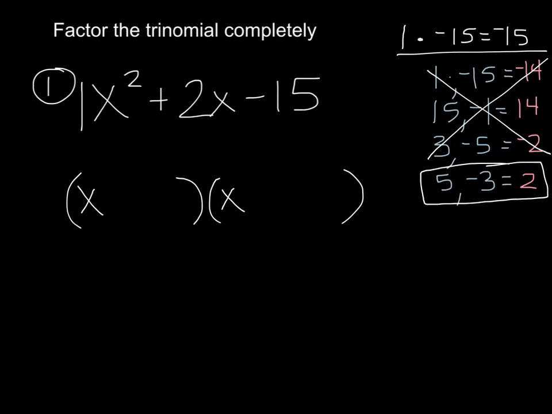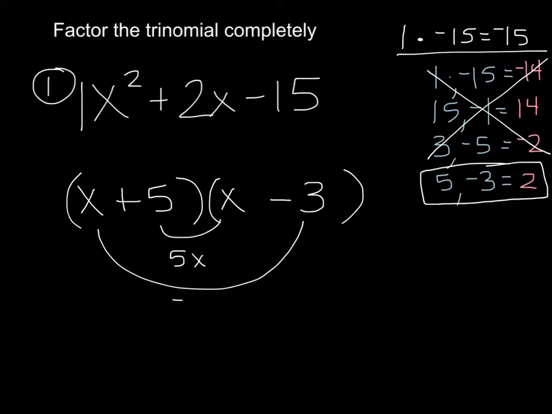So I want to plug 5 and negative 3 into my parentheses, because then when I multiply, I will end up with a 2x in the middle. I'm going to plug in plus 5 and minus 3. Then I'm going to double check my answer. That gives me 5 x's and then another negative 3 x's.